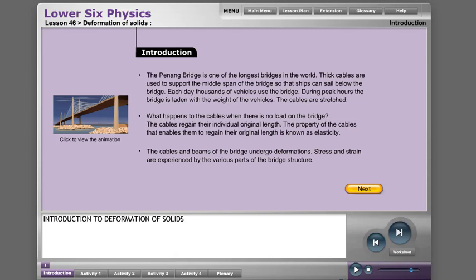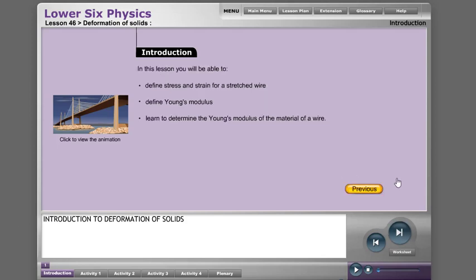The cables and beams of the bridge undergo deformations. Stress and strain are experienced by the various parts of the bridge structure. In this lesson, you will be able to define stress and strain for a stretched wire, define Young's modulus, and learn to determine the Young's modulus of the material of a wire.